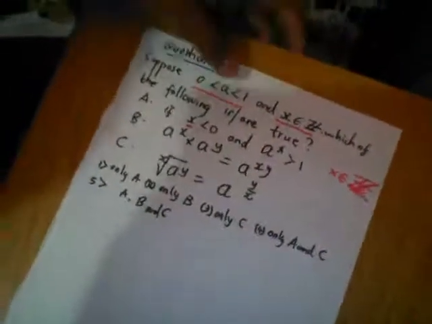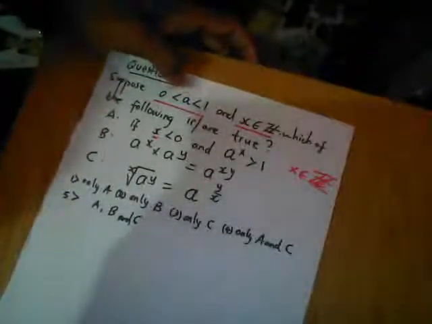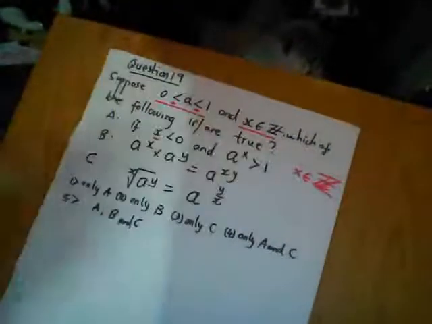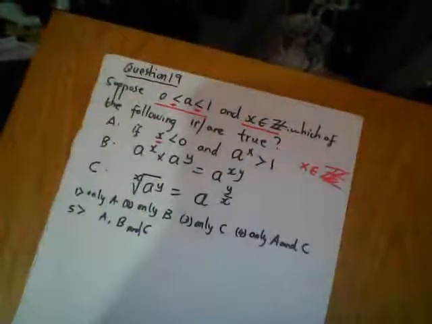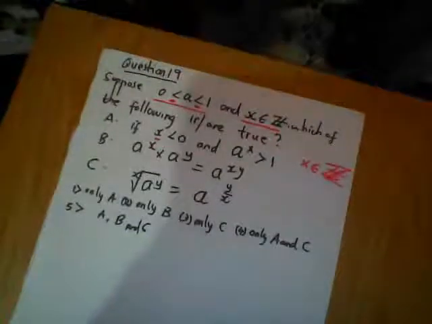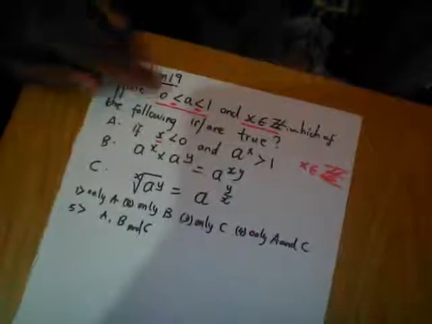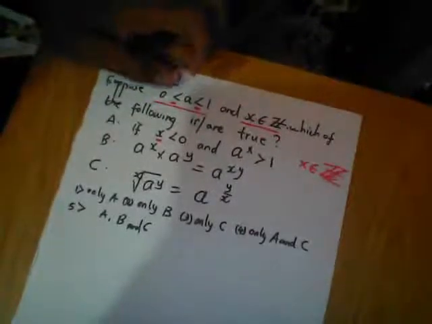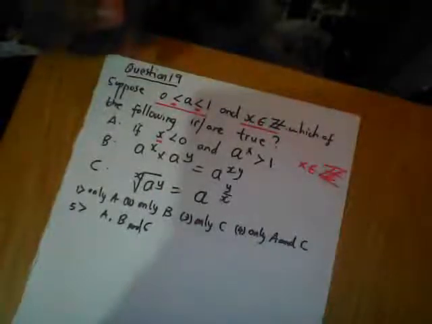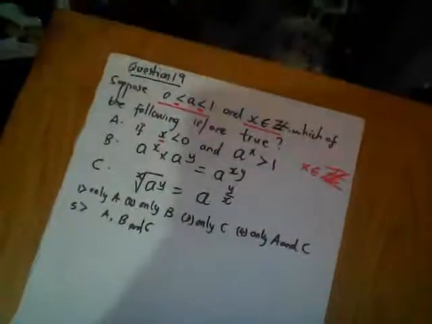They say this a is between 0 and 1, excluding, meaning it should not be exactly 0 and should not be exactly 1, but in between it can be a half, 1 over 3, 0.7. It has to be like 0.3, 0.5, or 1 over 6, between 0 and 1, not negative. Whereby x is an integer, meaning x can be 1, 2, 3, 4, even negative is okay for x. So which of the following is true?